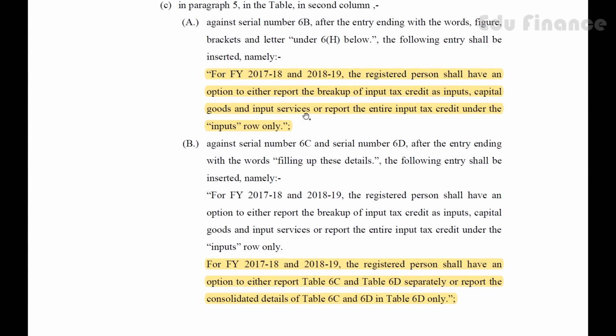As per notification 56/2019, in table 6B, 6C, 6D, 6E, taxpayers have an option to report ITC under the inputs row only, instead of reporting a breakup under input, capital goods and input service. Also, as per the said notification, in table 6C and table 6D, taxpayers will have an option to either report the details separately or report consolidated details in table 6D only.